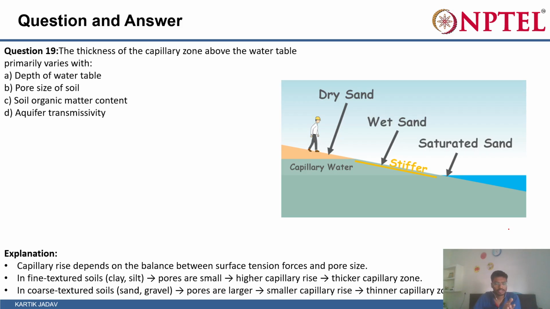So let's see the question. Thickness of capillary zone above the water table primarily varies with the pore size of the soil, the porous space in soil. Answer is this option.